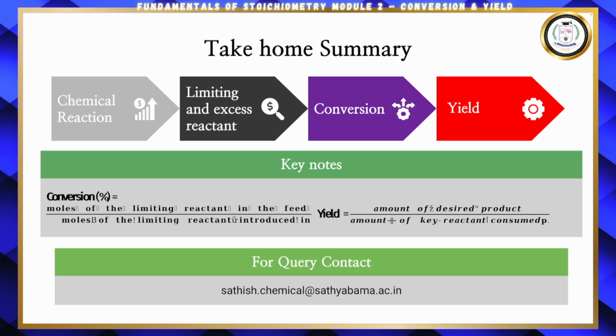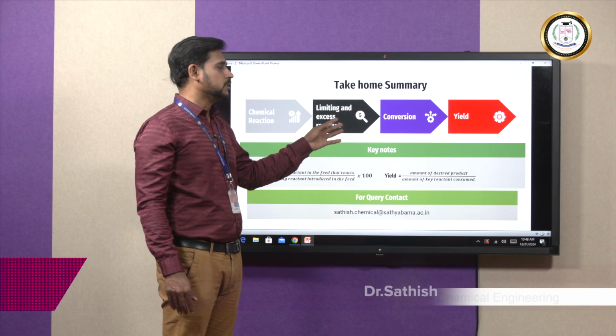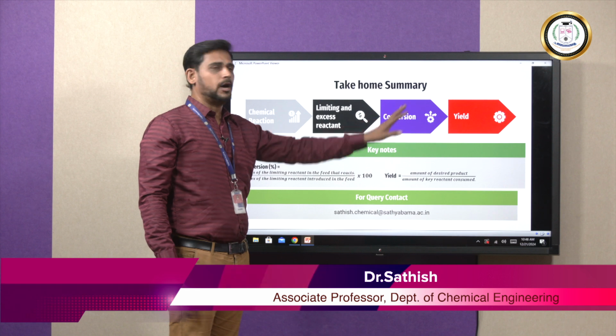So in this lecture we discussed what is a chemical reaction, what are reactants, products, byproducts, and desired products, and how we have to calculate the limiting reactant, excess reactant, the conversion and the yield.